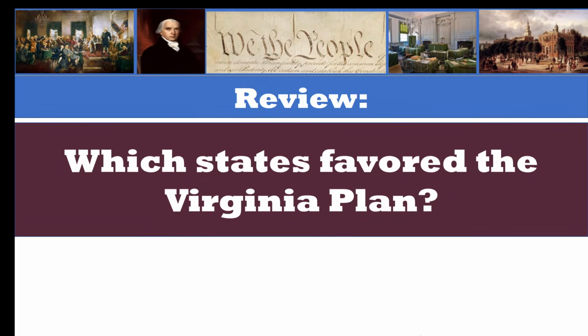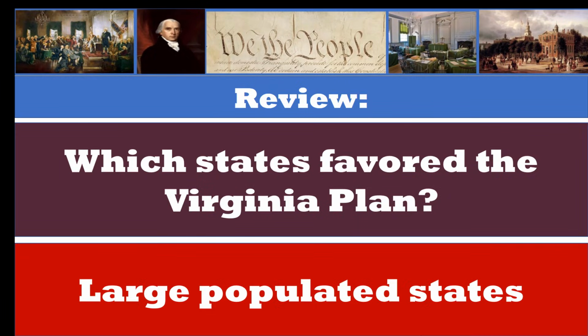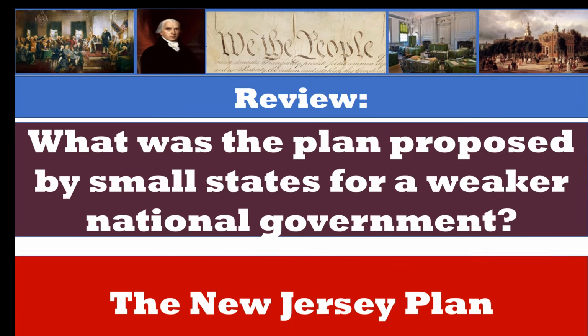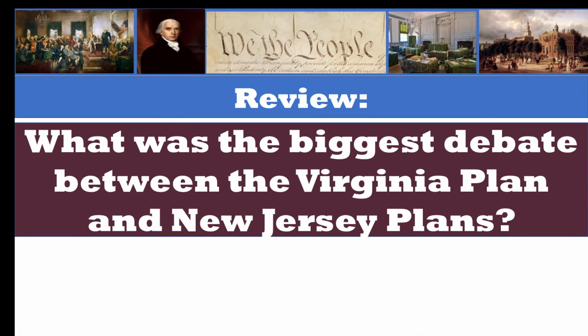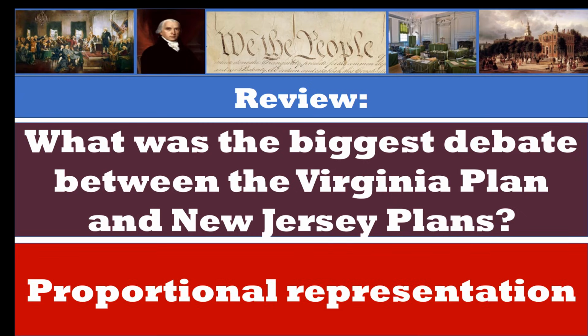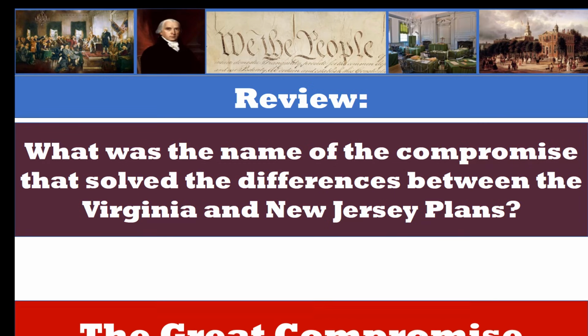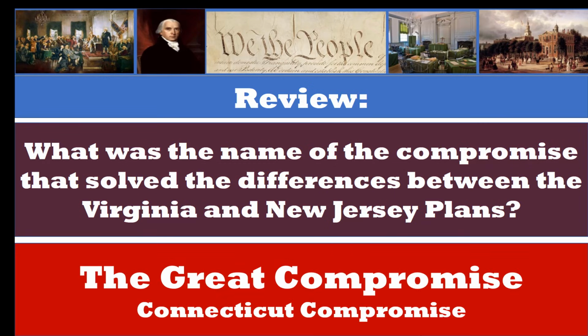Which states favored the Virginia Plan? Large populated states. What was the plan proposed by small states for a weaker national government? The New Jersey Plan. What was the biggest debate between the Virginia Plan and the New Jersey Plan? Proportional representation, or representation based on population in both houses. What was the name of the compromise that saw the difference between the Virginia and New Jersey plans? The Great Compromise, sometimes referred to as the Connecticut Compromise.